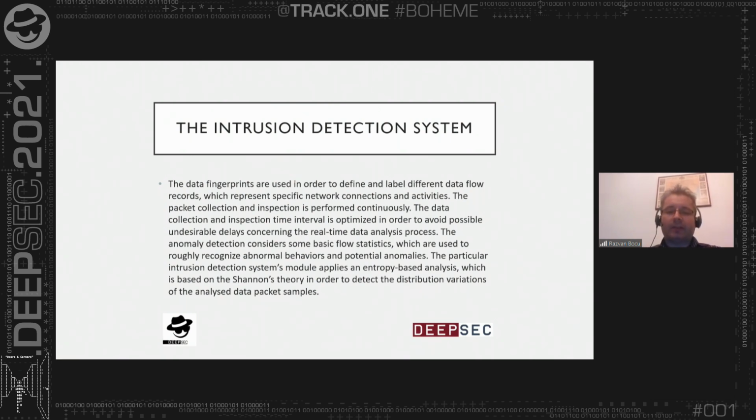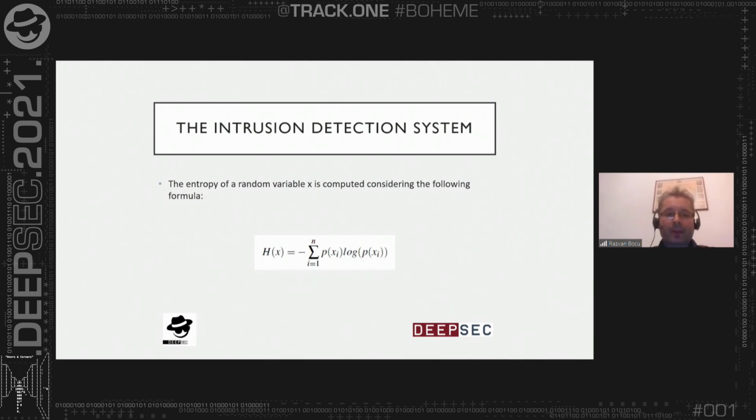Speaking a little bit about the algorithmic machine learning based core, this system considers an entropy based analysis, which is based on the well-known Shannon's theory, that in this context is able to detect the distribution variations of the analyzed data packet samples. Speaking about the entropy that I have just mentioned, this is determined by a function whose formula is represented in this image.